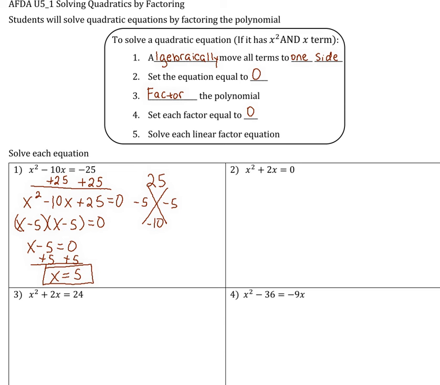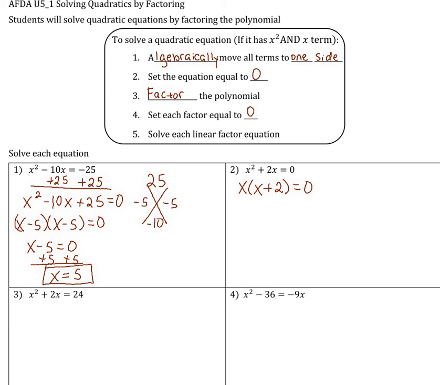Now number 2 is already set equal to 0. So we're going to jump down to step 3. Everything's already on one side, so we're going to factor the polynomial. In this case, we still have to recognize what we have going on here. Well, we don't have ax squared plus bx plus c. Well, technically we do because our plus c is 0. But taking that away, all we have to do is GCF factor this. All right, factor out that x.